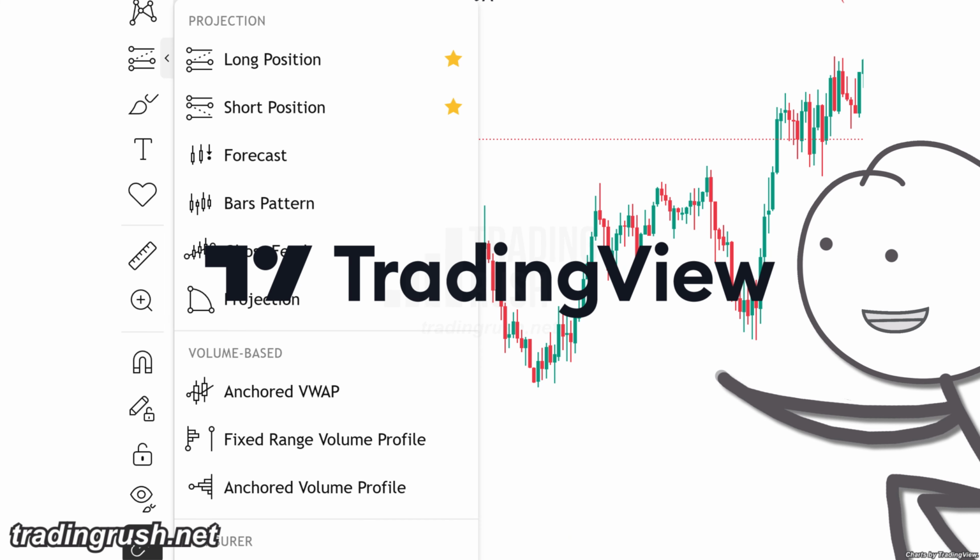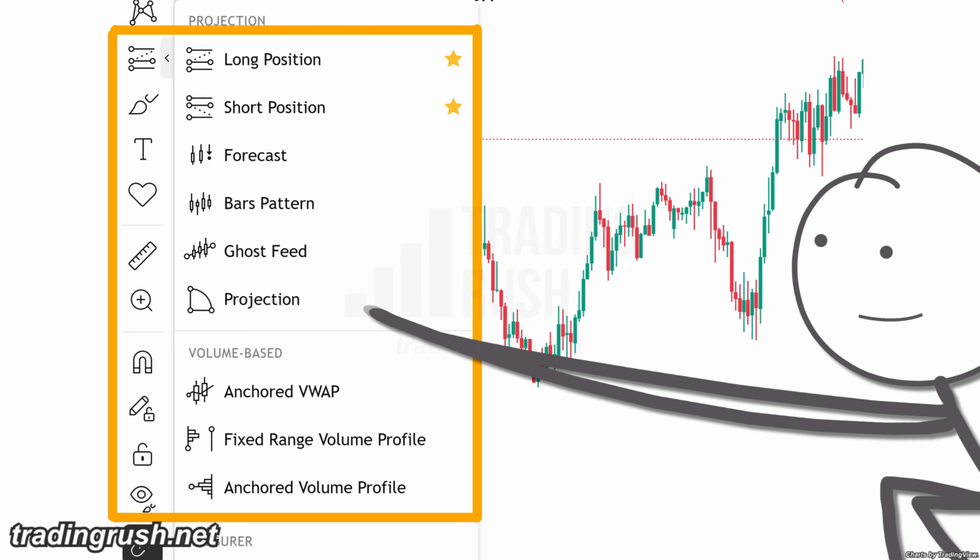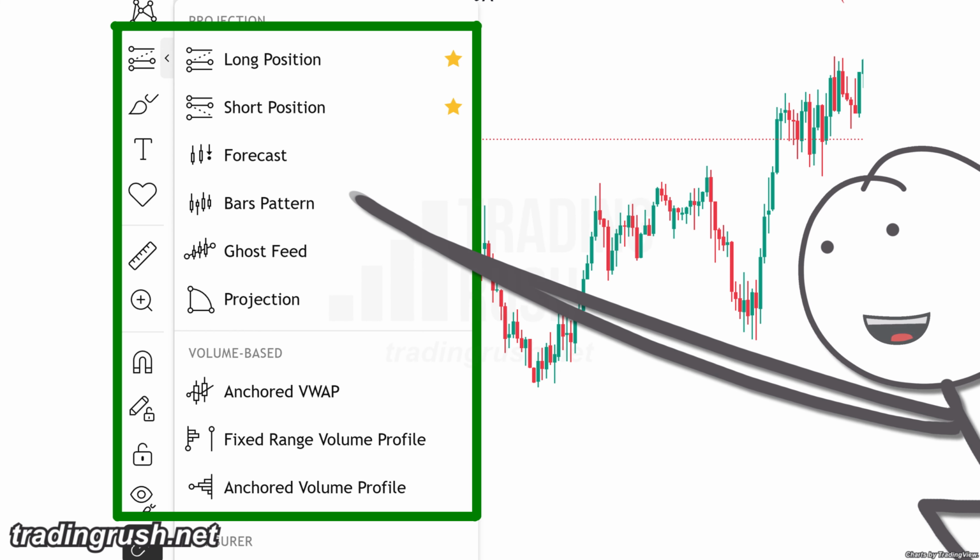I have used TradingView charts for most of my 8 to 9 years of trading journey. Even though it has many tools, only some of them will actually make a difference to your trading performance. There are tools that improved my win rate, especially when I was a beginner trader. And there are tools that I use pretty much every day.